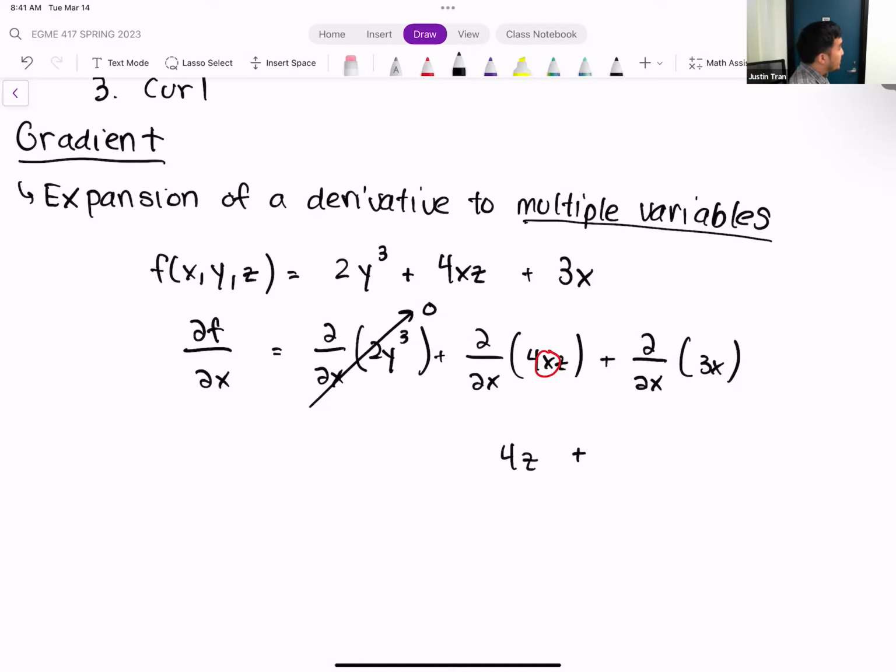And then that last term is easy. We have partial x of 3x. We know the derivative of that is just going to be partial f, partial x, 2, 4z plus 1. So this right here is a partial derivative with respect to x.